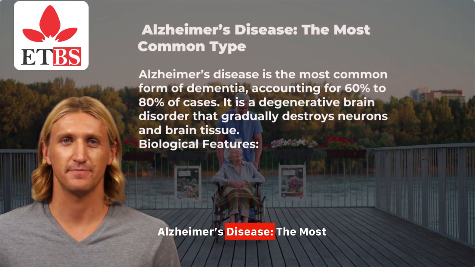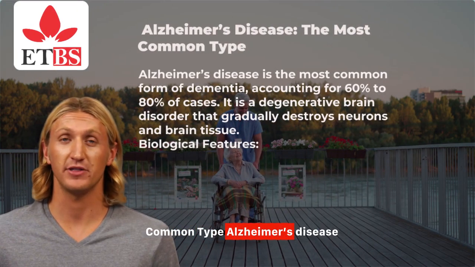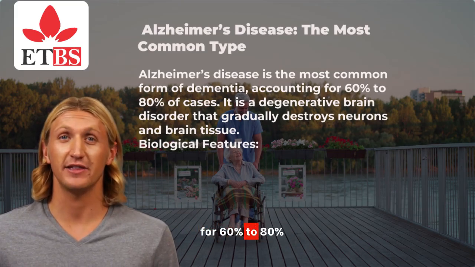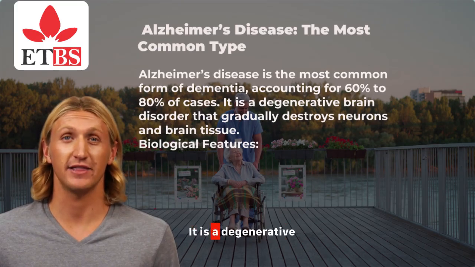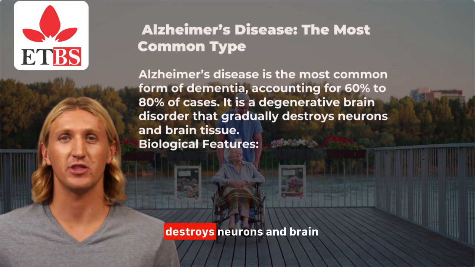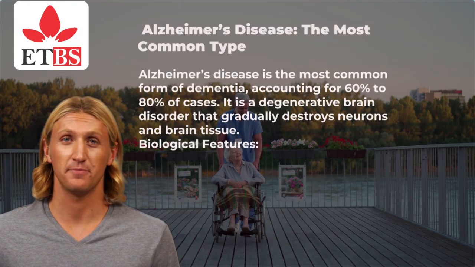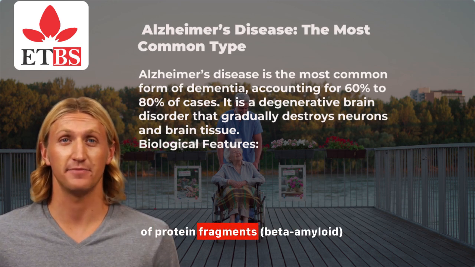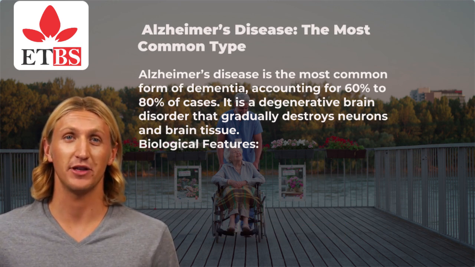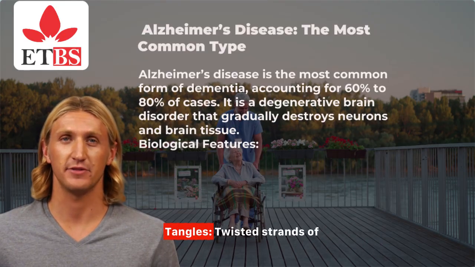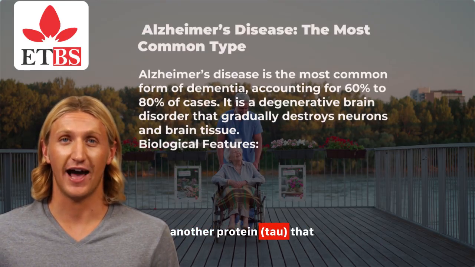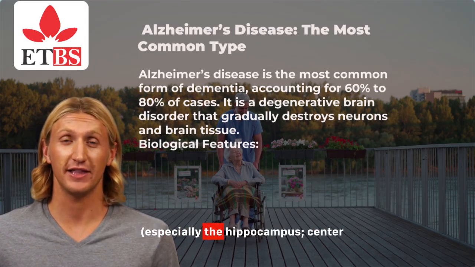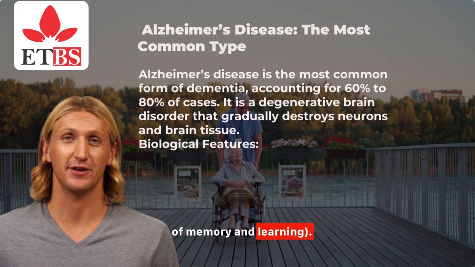Alzheimer's disease, the most common type. Alzheimer's disease is the most common form of dementia, accounting for 60% to 80% of cases. It is a degenerative brain disorder that gradually destroys neurons and brain tissue. Biological features: plaques, clusters of protein fragments, beta amyloid, that build up between neurons. Tangles, twisted strands of another protein, tau, that form inside brain cells. Shrinking of the brain, especially the hippocampus, the center of memory and learning.